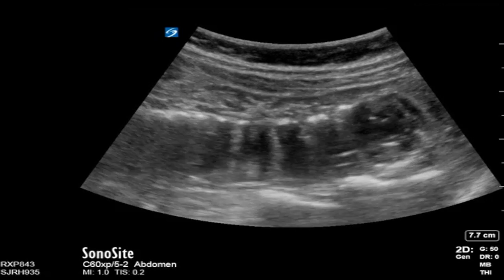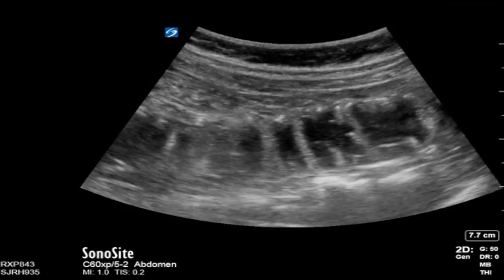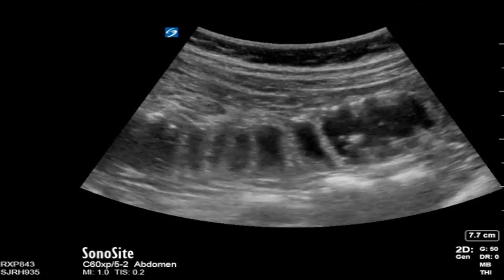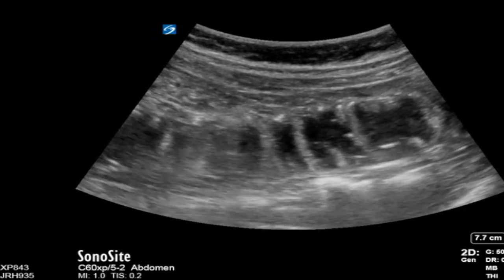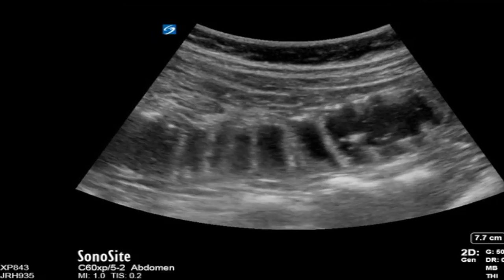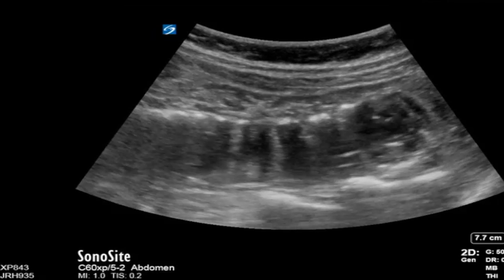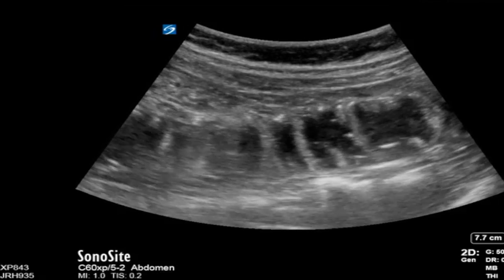This is a video of what we call the back and forth, which is essentially back and forth sloshing of peristalsis because there is an obstruction. Finding this and seeing the intestinal contents going back and forth is highly specific for small bowel obstruction.